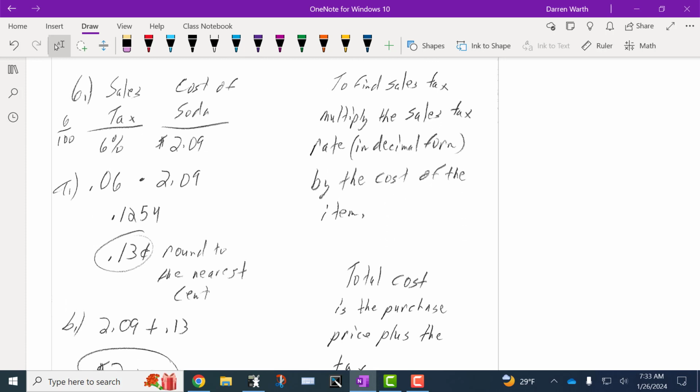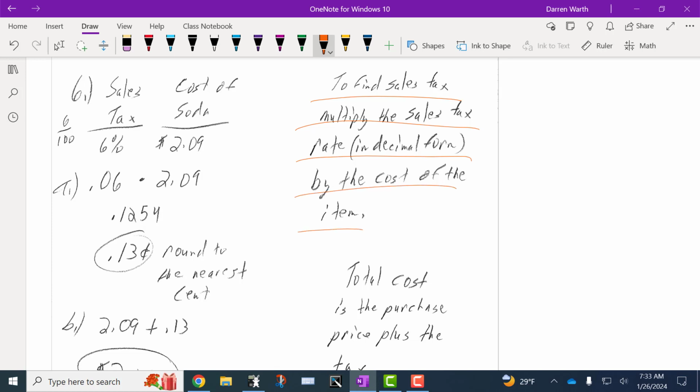It says solve the following. It says in Idaho, we have a 6% sales tax. If you purchase a soda for $2.09, how much tax will you pay? Well, to find the sales tax, we just need to remember, you're going to multiply the sales tax rate, changed to decimal form, by the cost of the item.